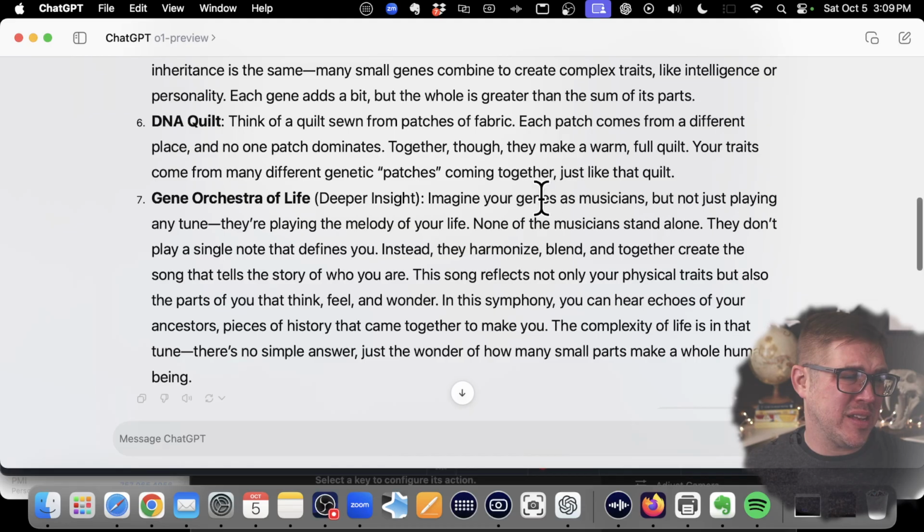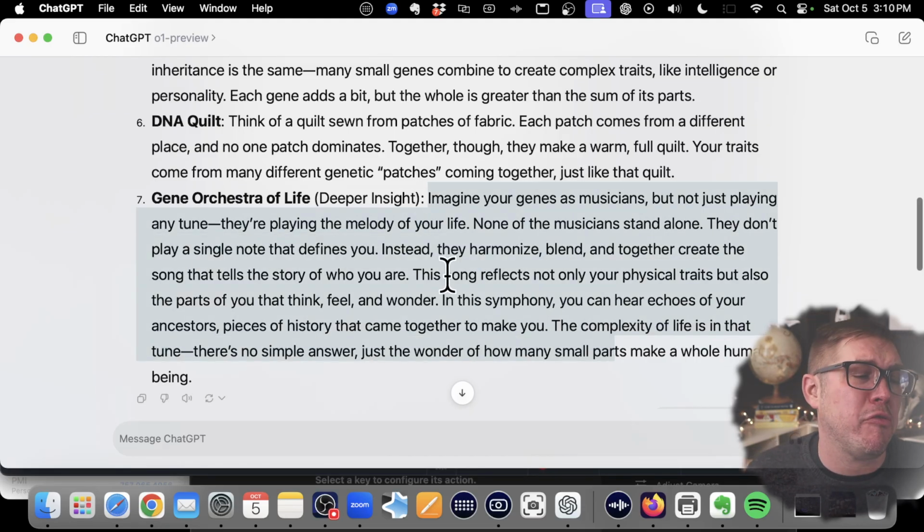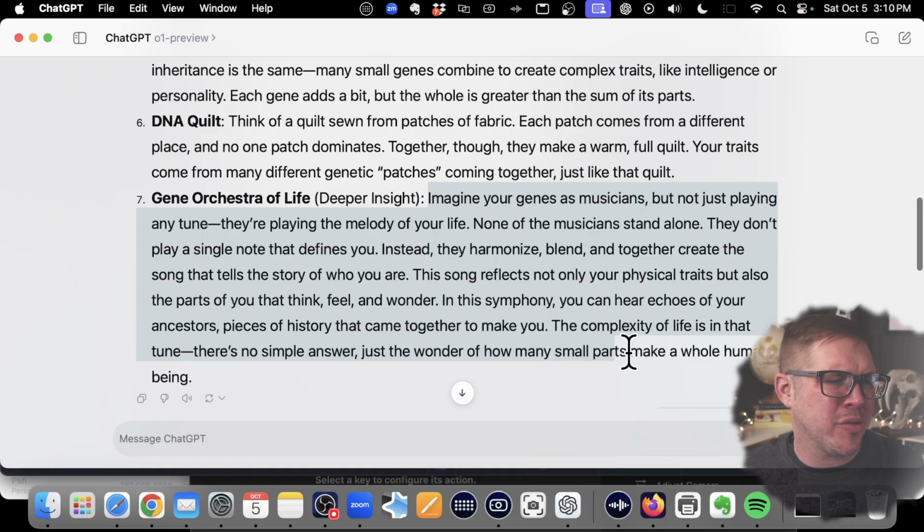Gene orchestra of light, deeper insight. Imagine your genes as musicians not just playing any tune, they're playing the melody of your life. None of the musicians stand alone. They don't play a single note that defines you. Instead, they harmonize, blend, and together create the song that tells the story of who you are. The song reflects not only your physical traits, but also the parts of you that think, feel, and whatnot. This is just romantic doggerel.